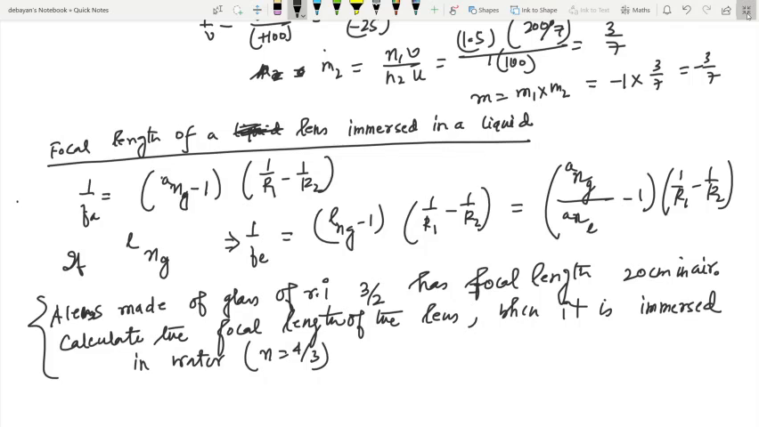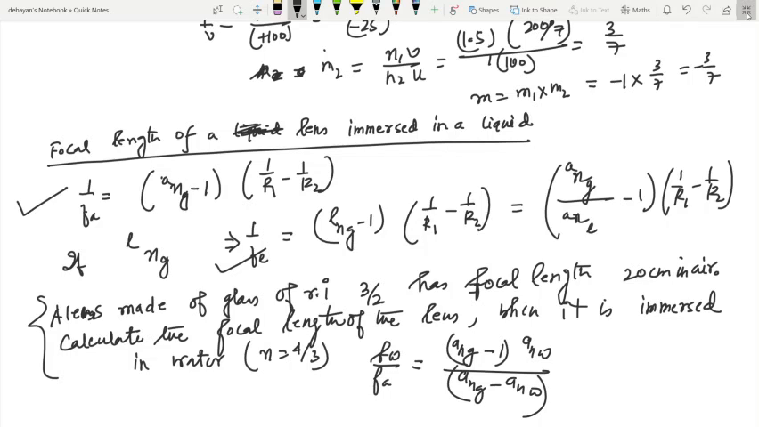Because we know that the focal length of a lens in air is given, and of course the focal length of a lens in liquid is this. So if you divide these, then you will get (aμg minus 1) divided by (aμg over wμg minus 1).